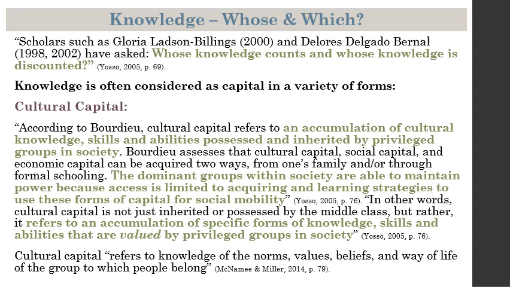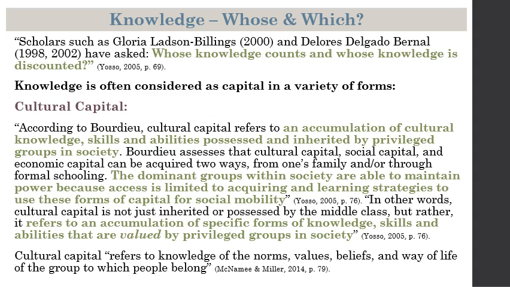The dominant groups within the society are able to maintain power because access is limited to acquiring and learning strategies to use these forms of capital for social mobility. So the dominant group decides which knowledge is considered valuable, and then they sort of hoard it, in the sense that it's not accessible to everyone.